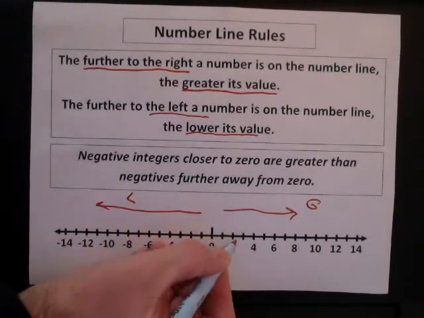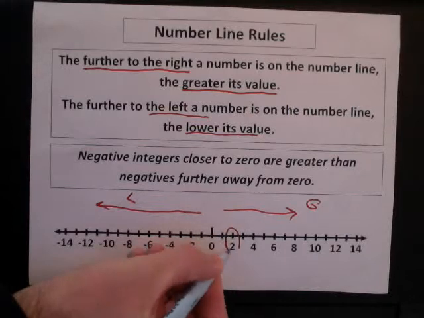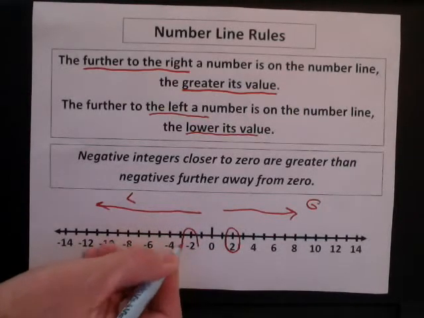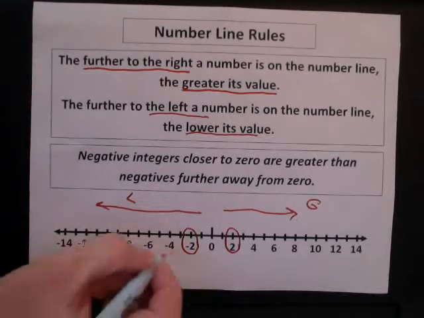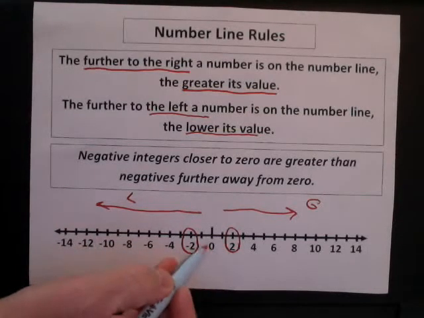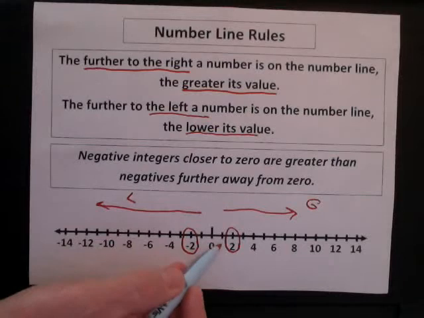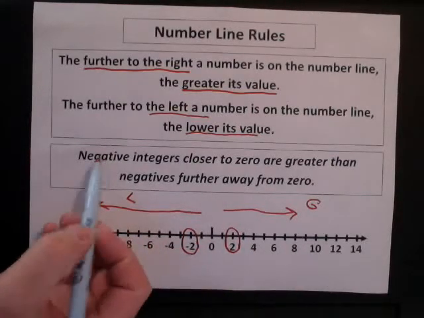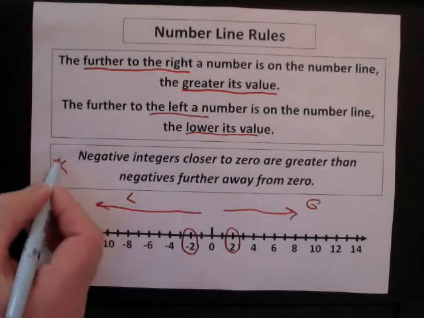So of course, if you looked at positive 2, it is going to be greater than negative 2. That is how we would know, because negative 2 is further to the left on the number line. Not only that, it's in the negatives versus the positives. Now, here's an interesting rule that you need to remember also.